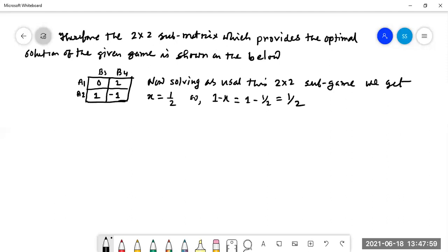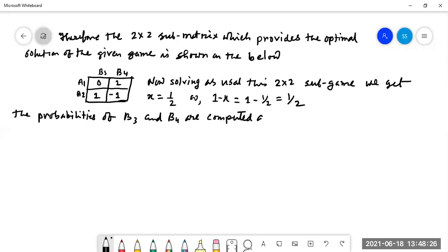The probabilities of B3 and B4 are computed as 3 by 4 comma 1 by 4.